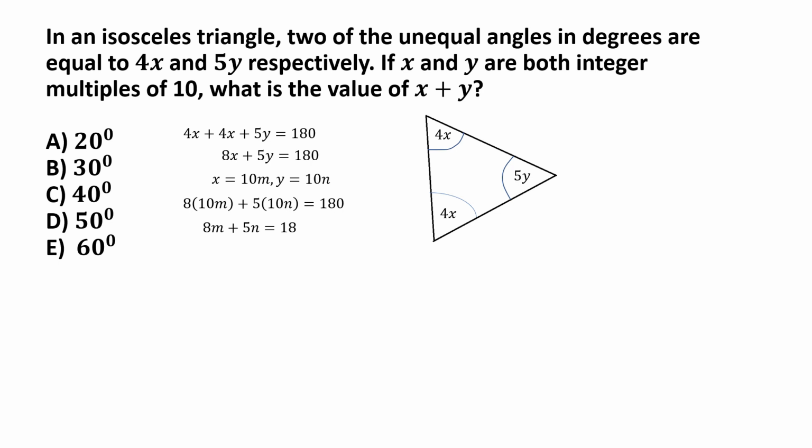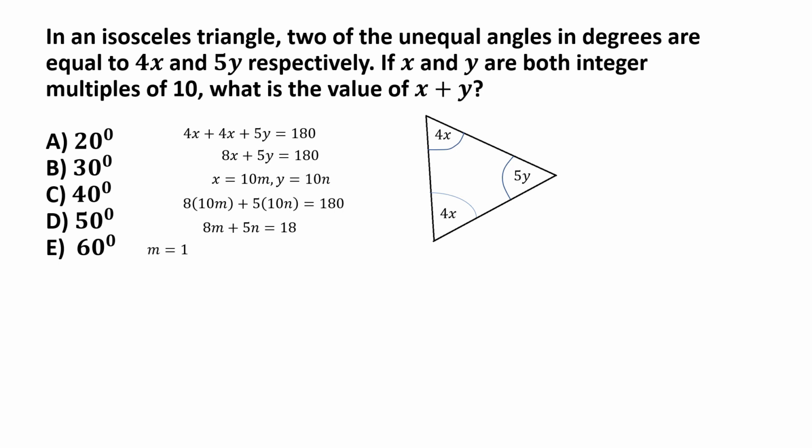Now we know that m and n will have to be positive non-zero integers. So whenever this is the case and we have an equation in two variables, in this case m and n, and we know that m and n are constrained to be positive non-zero integers, we do a trial and error approach where we start with the variable that has the larger coefficient. In this case, it's the variable m, and we start with the lowest possible value of m, which is 1.